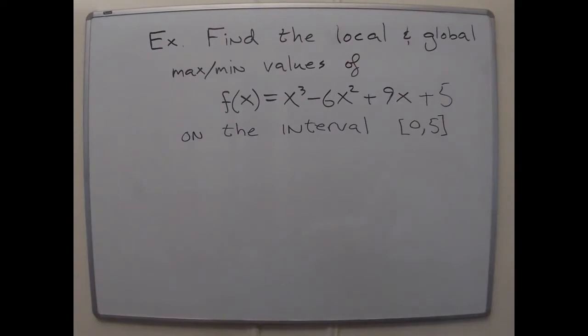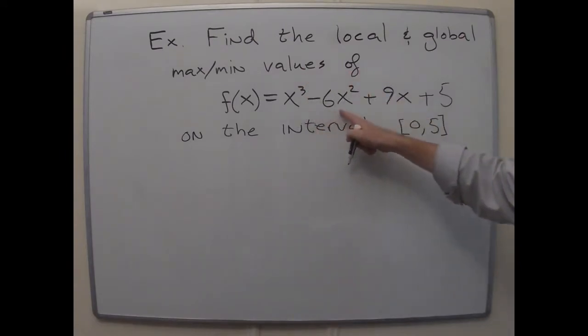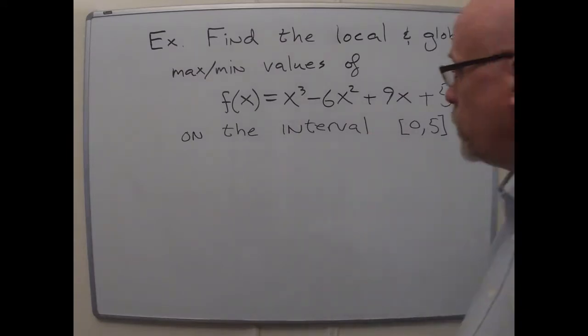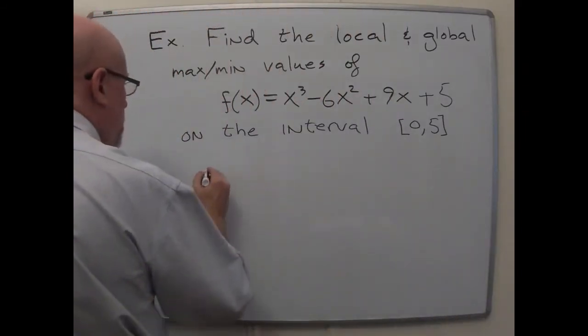All right, so here's an example. The question asks us to find the local and global. Sometimes, by the way, people say absolute for that same concept, the actually biggest amongst several possibilities. Anyway, the global and the local max and min values of, here's the function, x cubed minus 6x squared plus 9x plus 5. And we're going to work on the interval 0 to 5. Okay, so here's how you go about it.